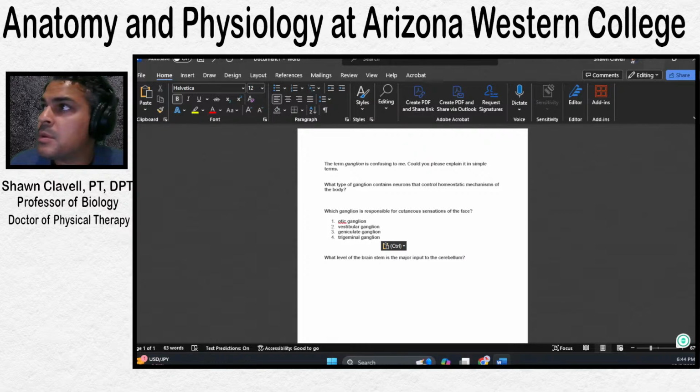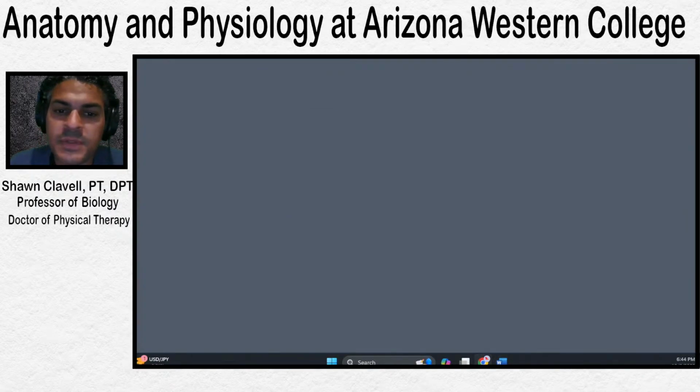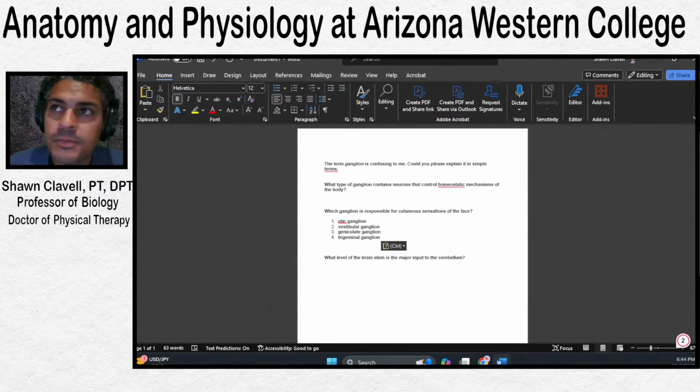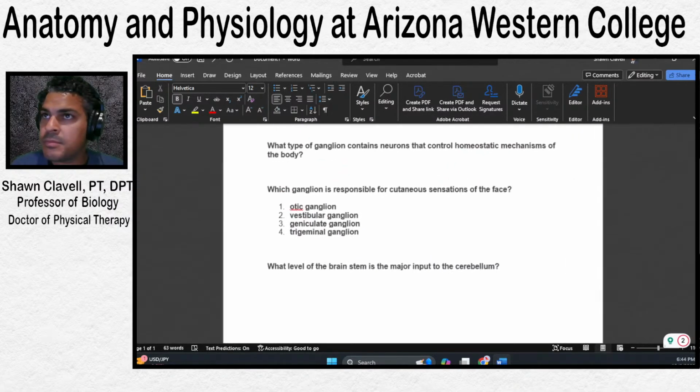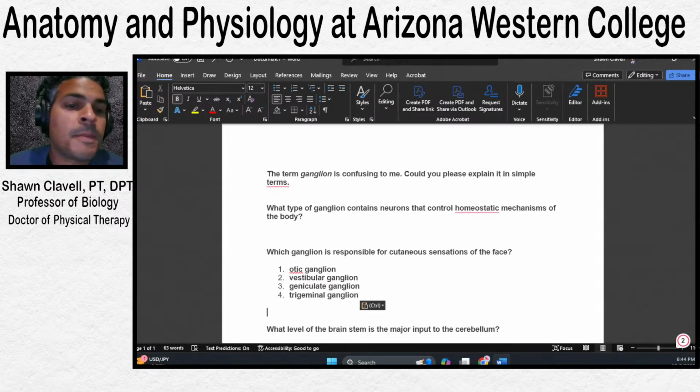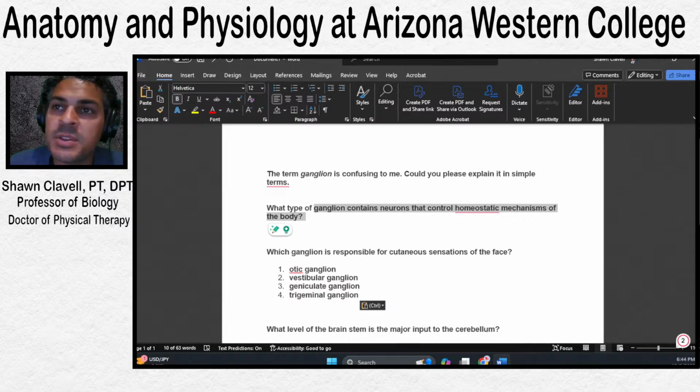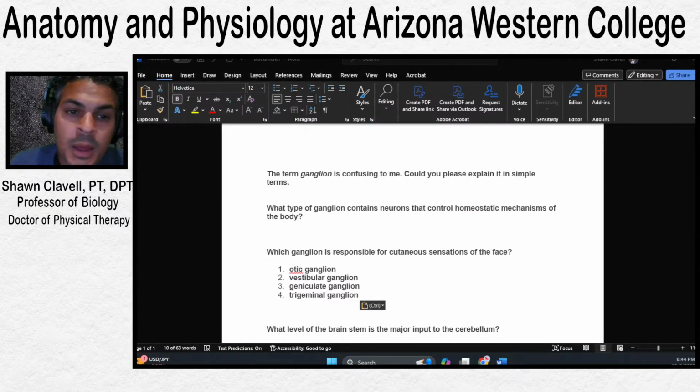So let's take a look at what a ganglion is. I'm going to record this real fast. So what does the term ganglion mean? And what type of ganglion contains neurons that control homeostatic mechanisms of the body, and which ganglion is responsible for cutaneous sensation of the face? Those are the ones I'll go over first. But hold on a sec here. I'll just reiterate as I do this.